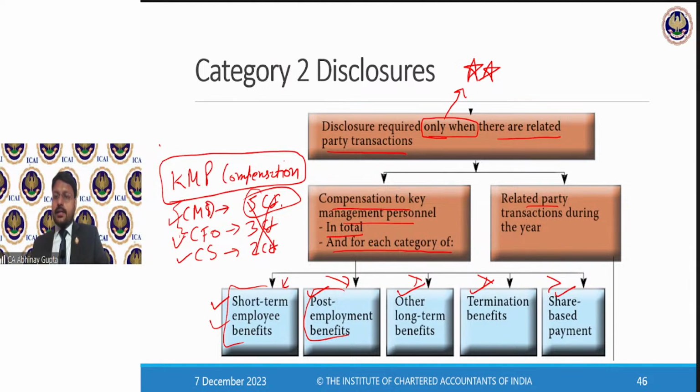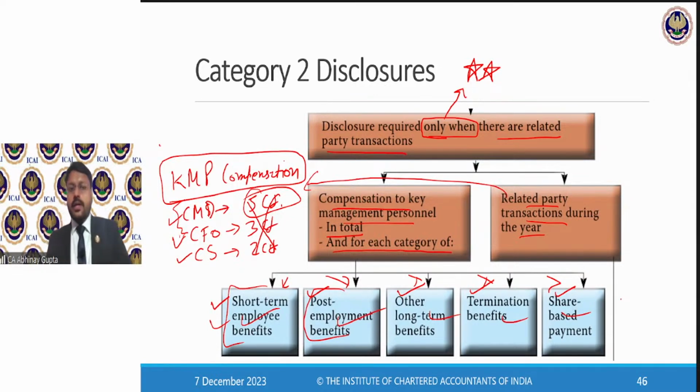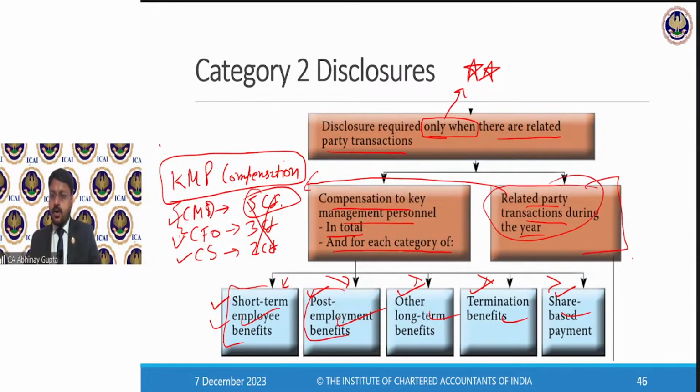And if there are any other transactions with these KMPs, suppose apart from these compensations, I might have taken some consulting service in their personal capacity, or they might have been supplying some goods or services to me apart from their KMP compensation, for which they are raising an invoice to me, and I am discharging those obligations. So those transactions also need to be disclosed separately, right? So these transactions also need to be disclosed. Other related party transactions during the year, right?